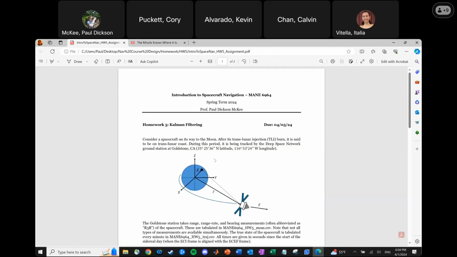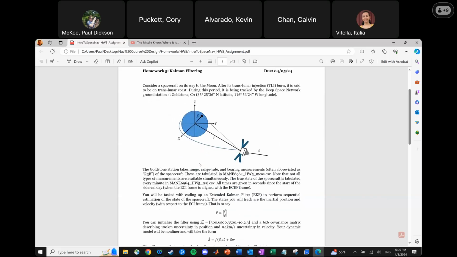We have a spacecraft on its way to the moon. This is my best PowerPoint art of the Orion spacecraft. After its translunar injection burn, it's coasting from the Earth to the moon, which is said to be a translunar coast. During this period, it is being tracked by the Deep Space Network ground station at Goldstone, California, where I give the coordinates. The Goldstone station takes range, range rate, and bearing measurements, which we're going to abbreviate as R3B, of the spacecraft.